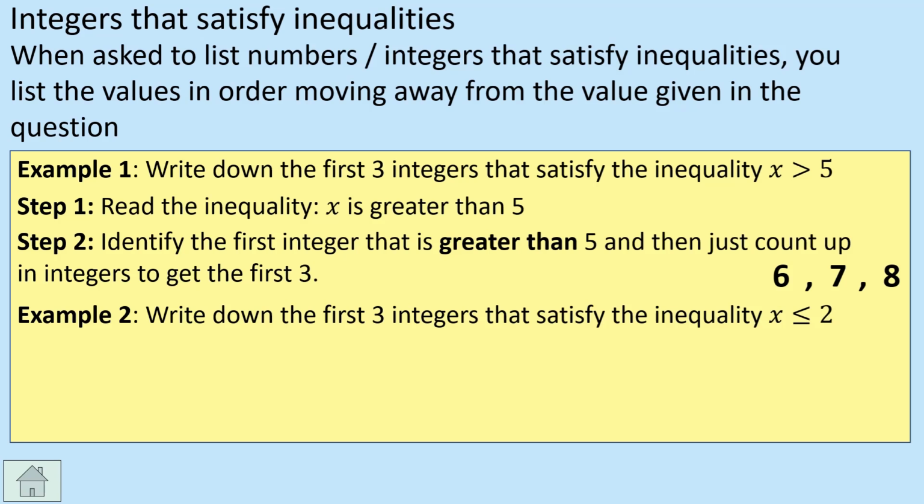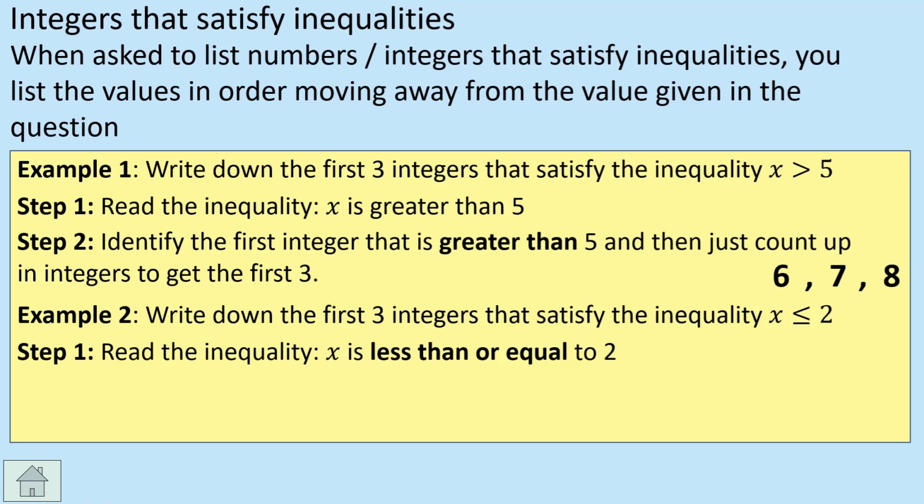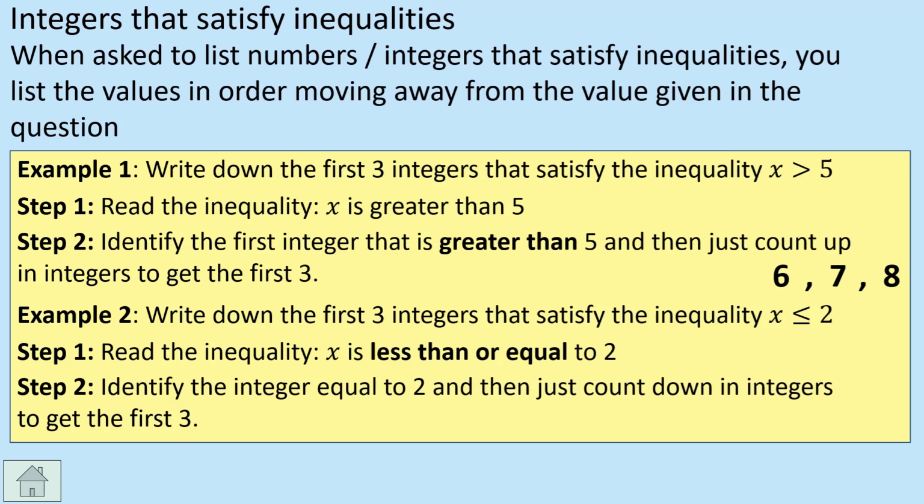Well, what about if you've got three integers that satisfy this particular inequality? The first step is reading it. You can notice we've got the little symbol here with the line underneath. So this is less than or equal to 2. So x is less than or equal to 2. That's the first step, read it. And because it can equal 2, we're going to start with that particular number. So we're looking for the integers that are equal to 2 and then go down from there. We start with 2, then go down to 1, and then the next one, which is 0.